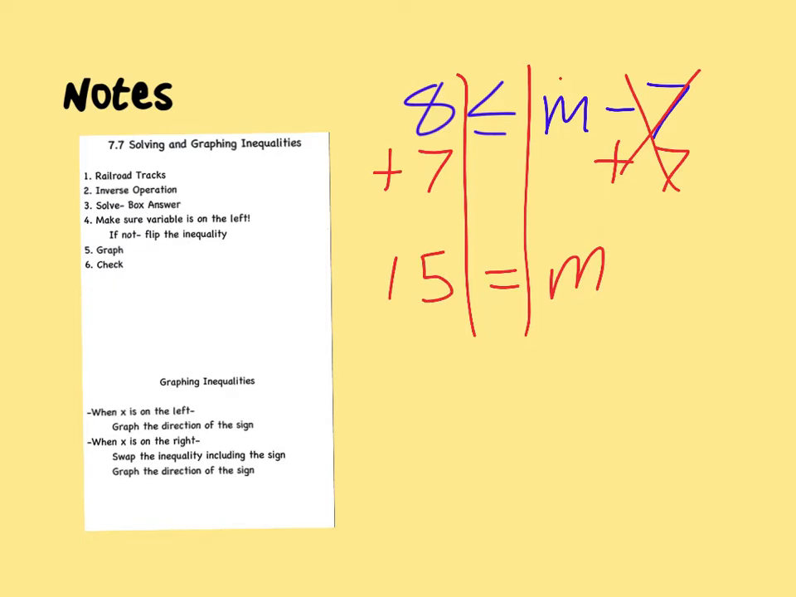Let's see if we plug in 15 if it works. What is 15 minus 7? 8. So we know that, oh, and you know what I didn't do? I didn't make that an inequality. So that says 15 is less than or equal to m.